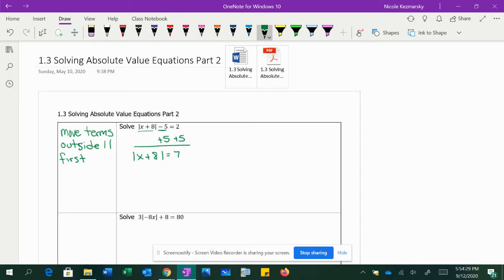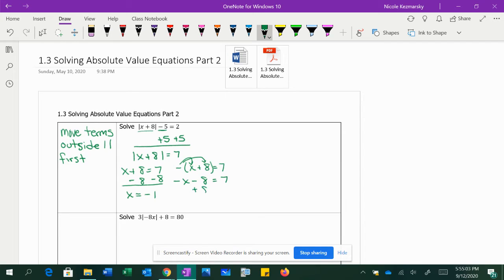And now I do what we did in the last section. I set up two equations. So I'm going to set up x plus 8 equals 7 and negative parenthesis x plus 8 equals 7. Solving the one on the left, I'm going to subtract 8 and get x equals negative 1. The one on the right, I'm going to distribute the negative sign and get negative x minus 8 equals 7.